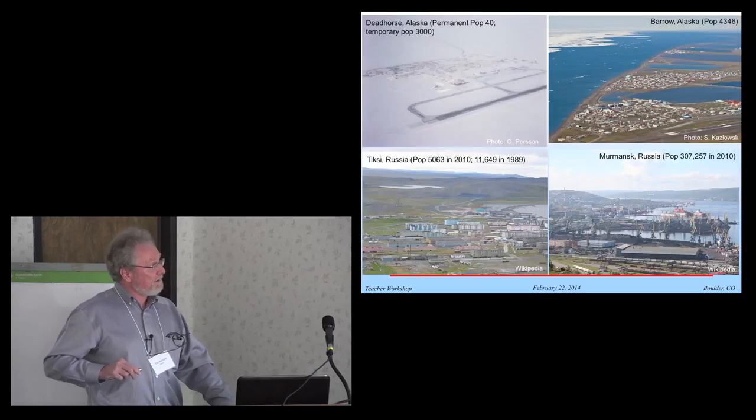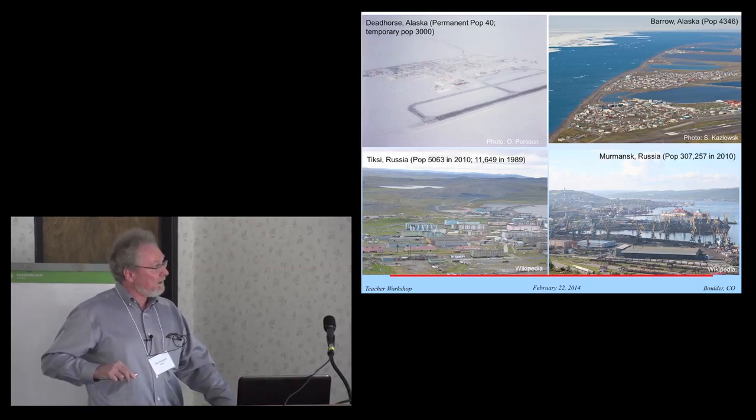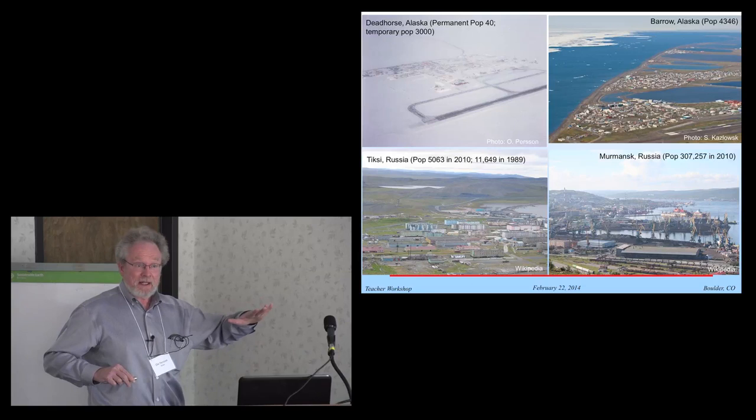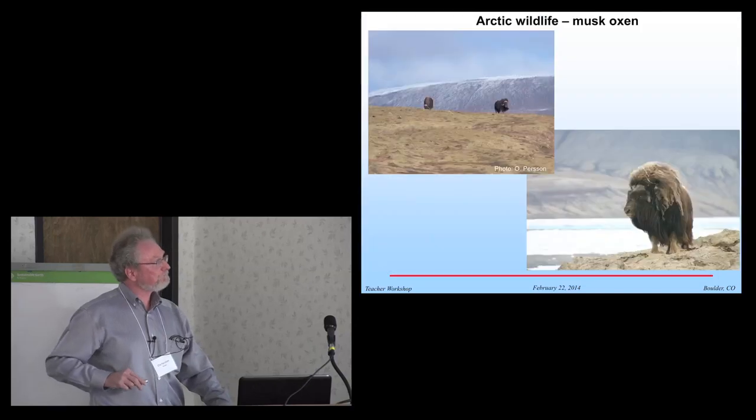Dead Horse in Alaska, only permanent population of 40, but because of Prudhoe Bay being in the area, it can be up to 3,000 people at times. Barrow, over 4,000 people. Tixie, Russia, used to have over 11,000 people. Now is down to about 5,000. And Murmansk, over 300,000. Murmansk, of course, is in the area where the sea ice doesn't extend in the wintertime near the Barents Sea. So that's why it's a port town.